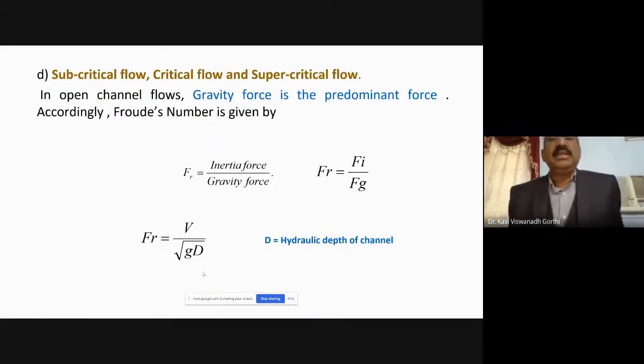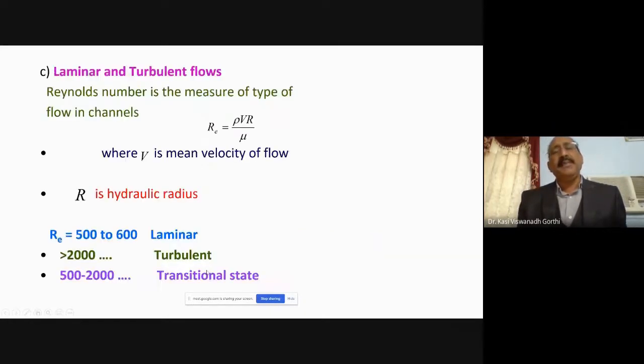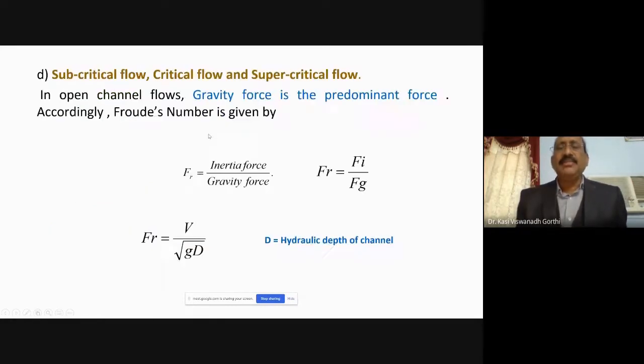The fourth classification is about the subcritical, critical and supercritical flows. Just like laminar and turbulent flows are classified with respect to the Reynolds number, one dimensionless number, similarly in the case of open channel flow, another dimensionless number, which is a governing parameter, is defined. This is the Froude's number. Here it is the Froude's number, which is the ratio of inertia force to force due to gravity. It is not about the viscosity. It is force due to gravity. Inertia force to gravity force, Fi by Fg, is called the Froude's number Fr.